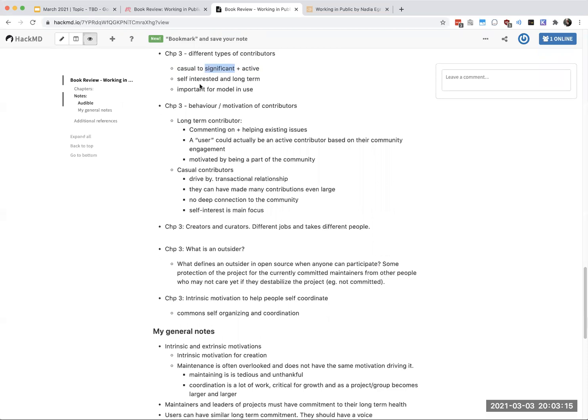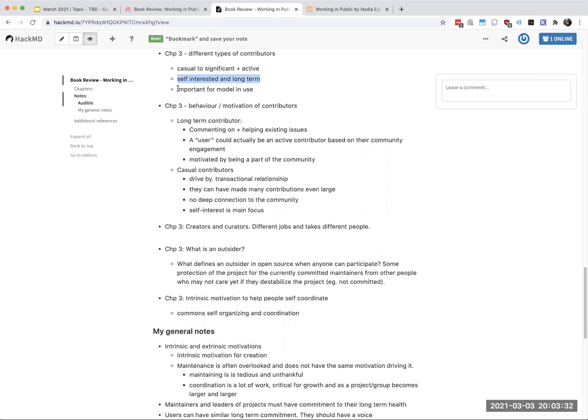And this also ties in with this thought of self-interest. What is anybody coming in for? Self-interested, or is it a long-term view of the project?